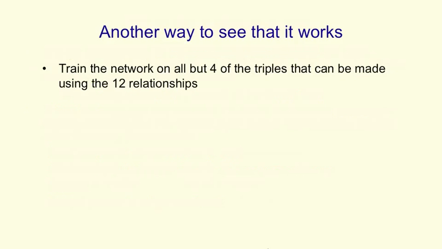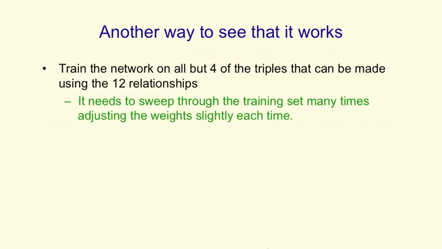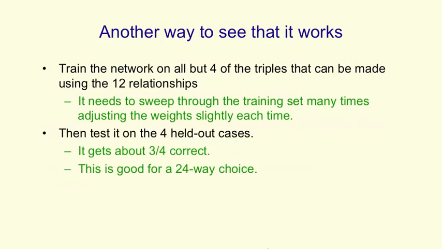Another way to see that the network works is to train it on all but a few of the triples and see if it can complete those triples correctly. So does it generalize? There's 112 triples, and I trained it on 108 of them and tested it on the remaining 4. I did that several times, and it got either 2 or 3 of those right. That's not so bad for a 24-way choice. So it's true it makes mistakes, but it didn't have much training data.